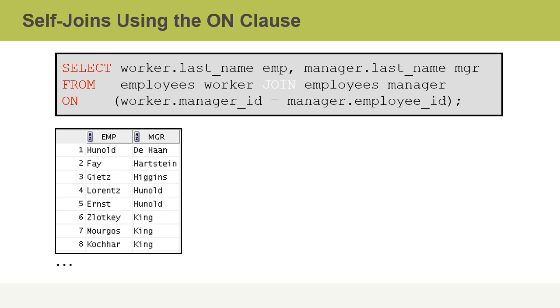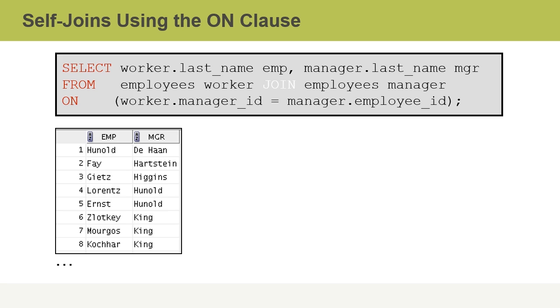The example shown is a self-join of the employees table based on the employee ID and manager ID columns. In the FROM clause, we specify the employees table twice. The first reference to the employees table, we give the table name and alias worker. We then join to the employees table, giving it an alias manager. The columns that we join on, in the worker table, we use the manager ID column. And in the manager table, we use the employee ID column for the self-join.